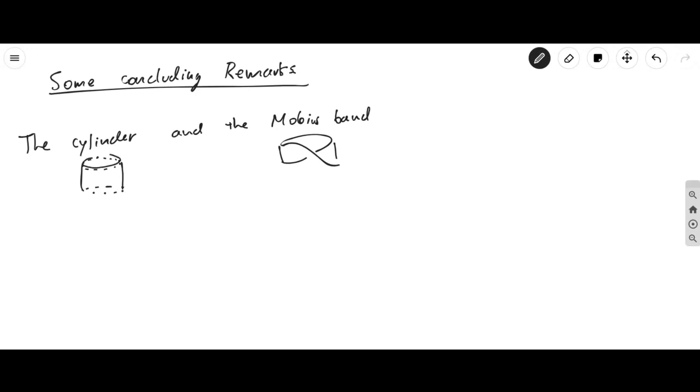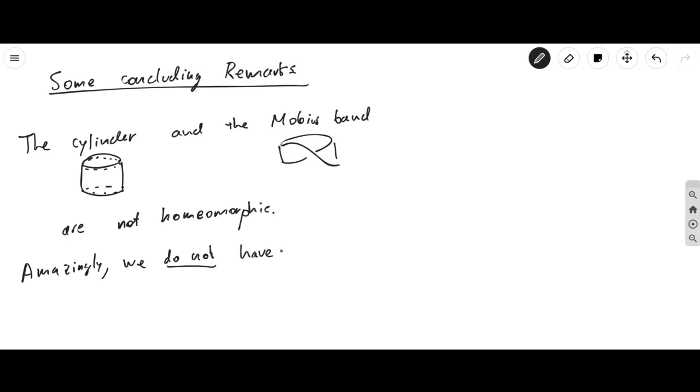Well, I'll just draw in the boundary, but we understand the boundary is not included. The cylinder and the Mobius band are not homeomorphic. This seems like a very innocent statement, but amazingly, we do not have tools in topology to prove this.